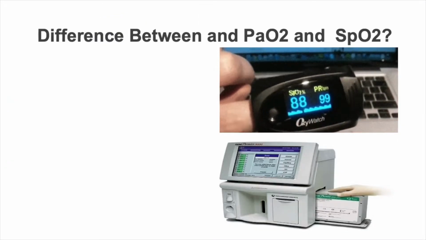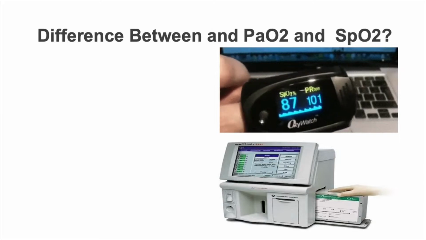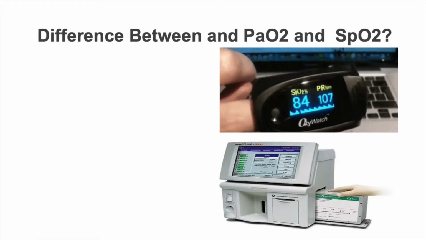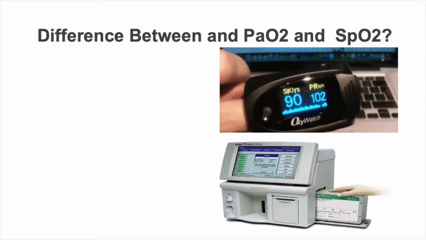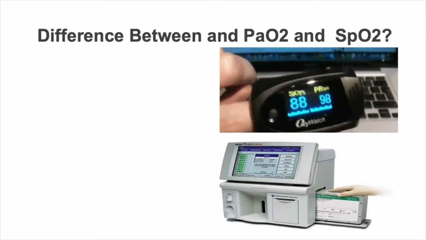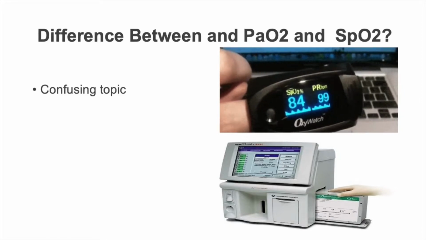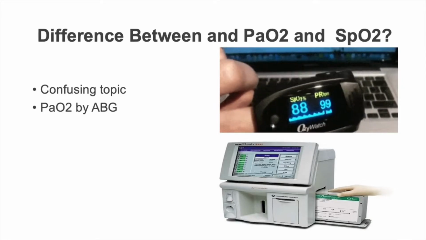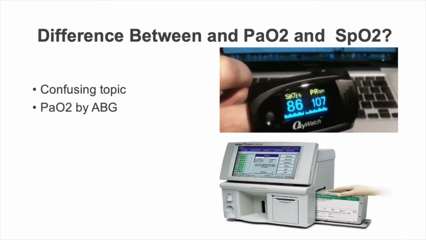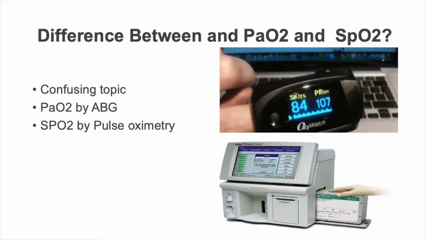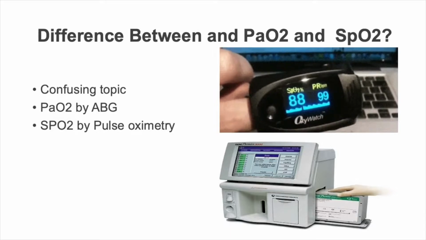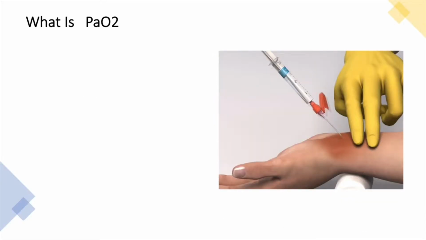Today I am going to discuss with you the difference between partial pressure of oxygen or PaO2 and peripheral saturation of oxygen or SpO2. This is a comparatively a bit confusing topic. PaO2 is determined by ABG and peripheral saturation of oxygen or SpO2 by pulse oximetry. So let us see what is PaO2.